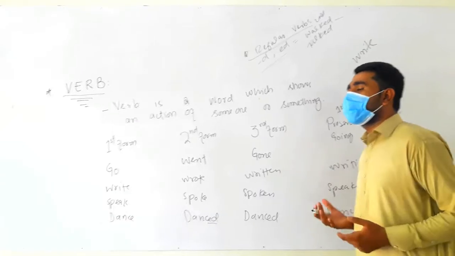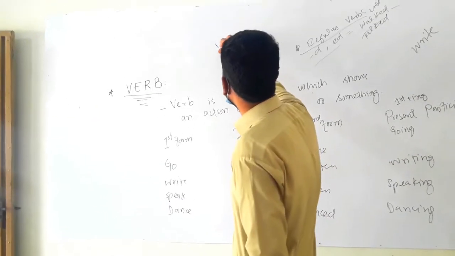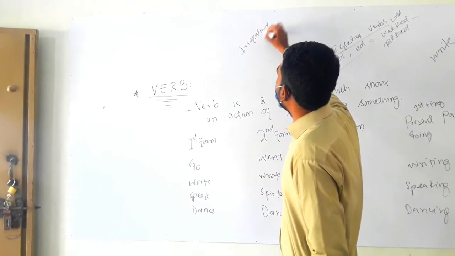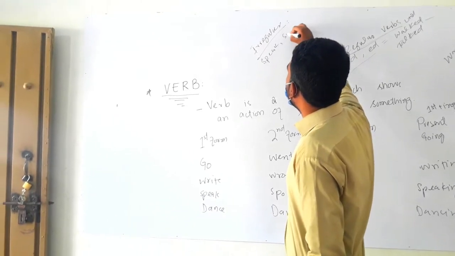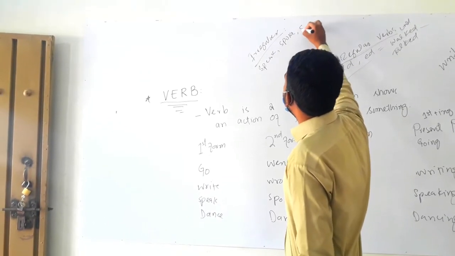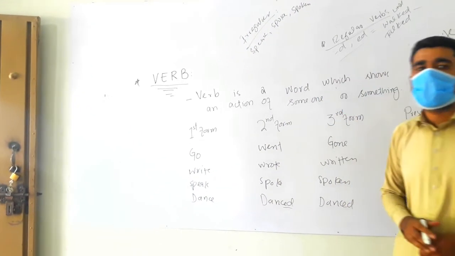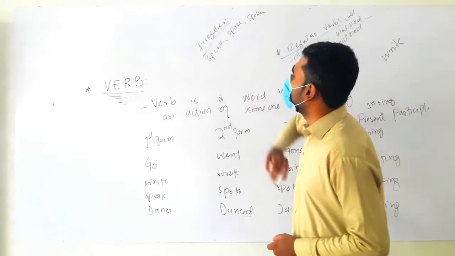But if they are different and they do not end with d or ed, they are known as irregular. For example, speak, spoke, spoken, eat, ate, eaten, write, wrote, written. Got it? So they are known as irregular verbs.